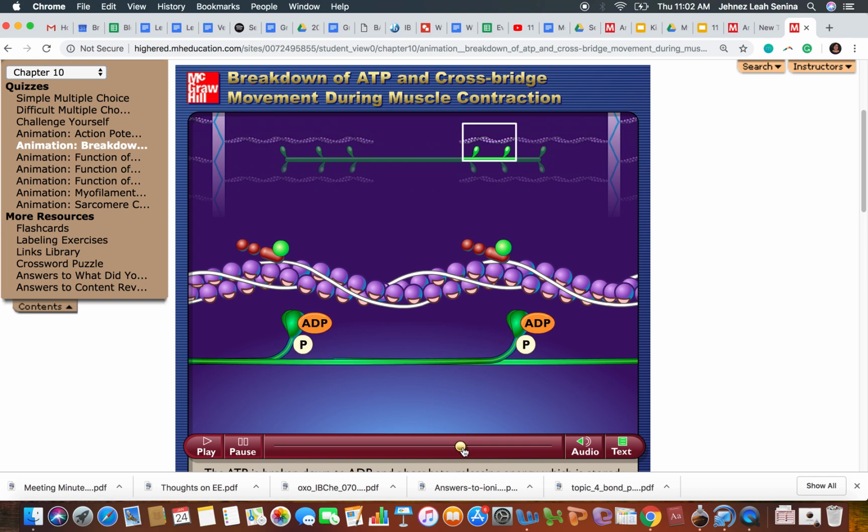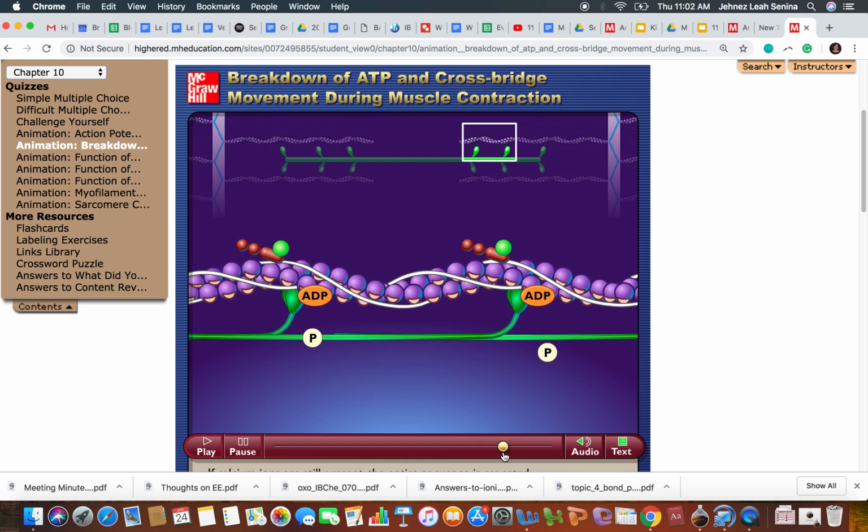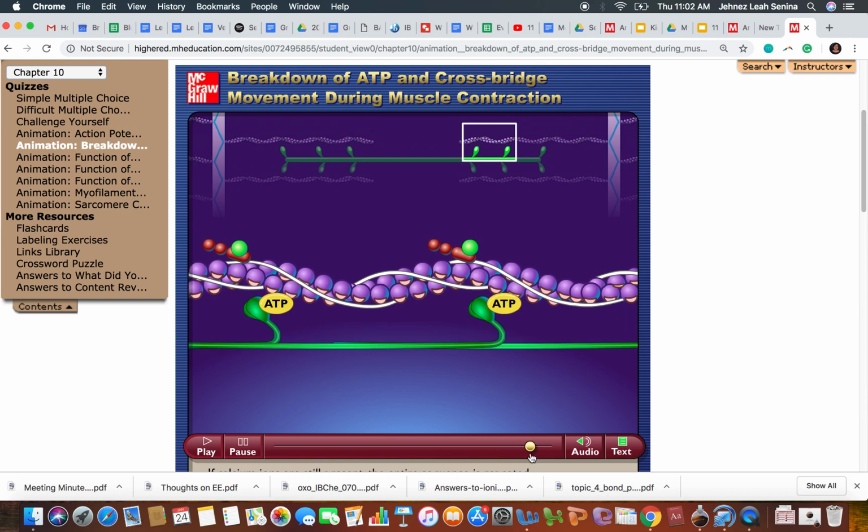Okay, so I hope that's clear enough. ATP detaches, please look. Hydrolysis moves the head. Removal of P, this touches another position. Removal of ADP, power stroke. And then ATP sticks to it again.